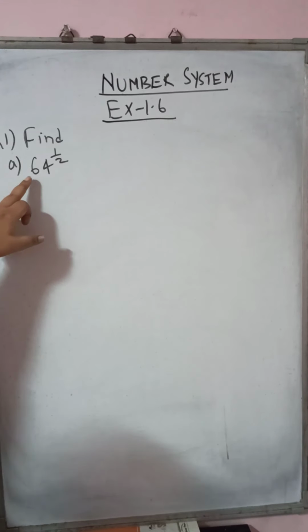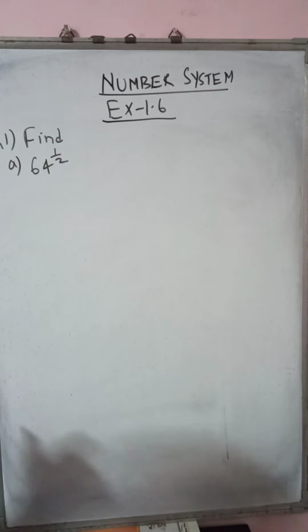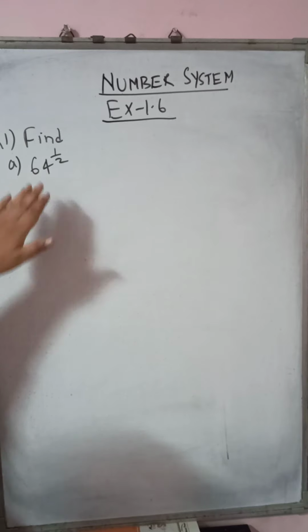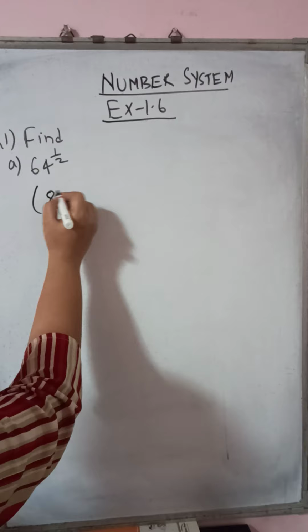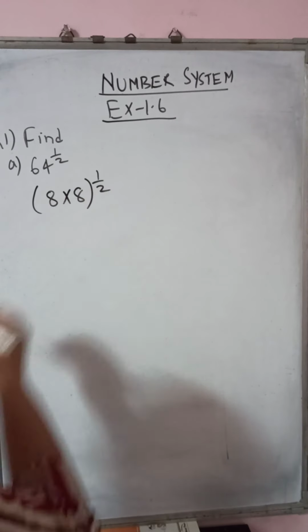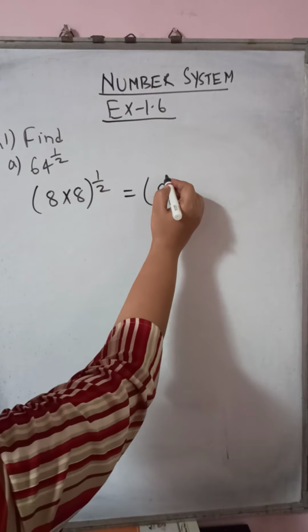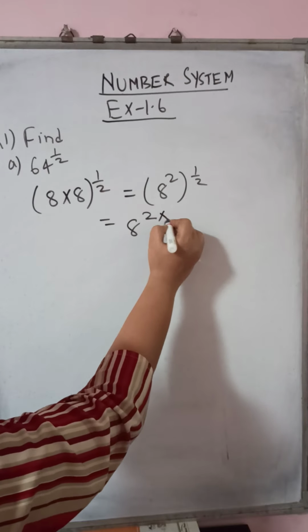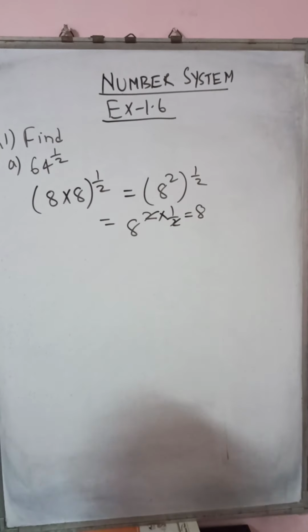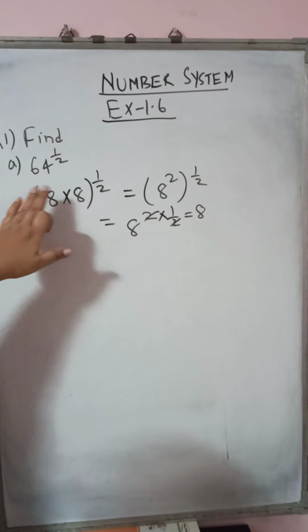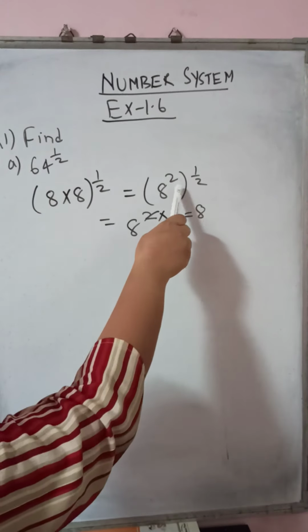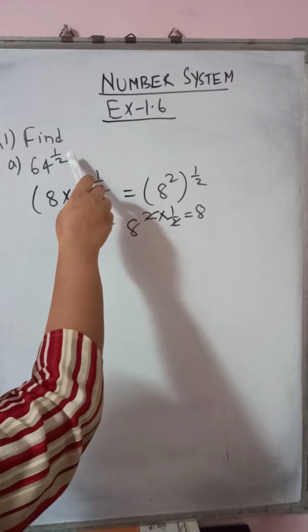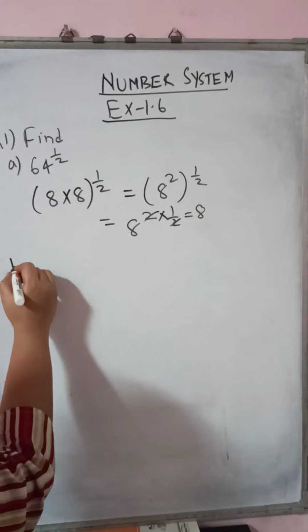2. So 64 you have to write in exponential form. Whenever you are writing in power form, the power should be 2. So 64 can be written as 8 into 8 raised to power 1 by 2. So that is equal to 8 square raised to 1 by 2, which is equal to 8 square into 1 by 2. So the answer will be 8. That means the base should be written in such a manner that the power of the base should be the same as the denominator of the power.